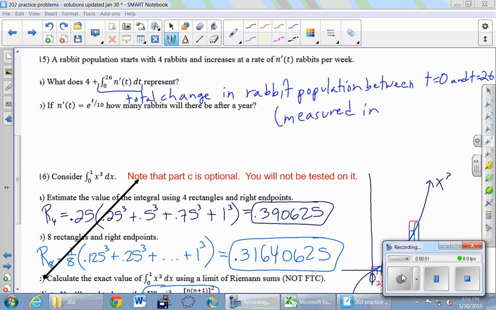And if you're not sure how to find the units, or if you're not sure what an integral represents, finding the units is oftentimes a good first step. So the units for the answer are just going to be the units for n prime times the units for t. So the units for n prime are rabbits per week. And then the units for t, for time here, presumably are weeks. So if we multiply rabbits per week by weeks, we get rabbits, which seems like a perfectly good unit for the rate of change in rabbit population. So we just discovered that this change in population is measured in rabbits.